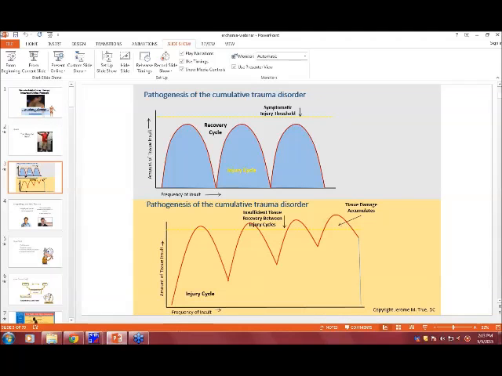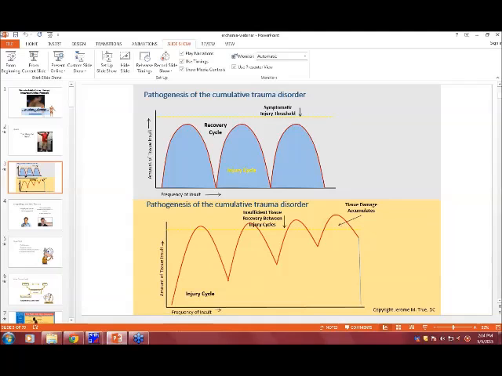This slide explains where we are in the concept of pathogenesis of cumulative trauma disorder. The top graph depicts somebody who has an injury, has ample recovery, but unfortunately, or fortunately for them, the symptomatic injury threshold does not indicate pain and they have no complaints. That doesn't mean that they're healed, because I'm a big proponent that even though they were injured without pain, I'm really concerned about their movement.